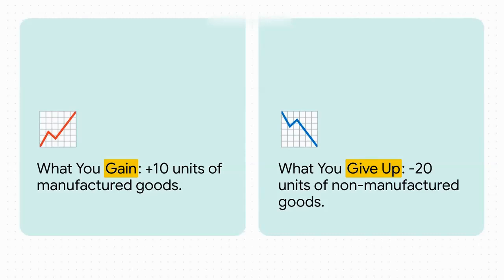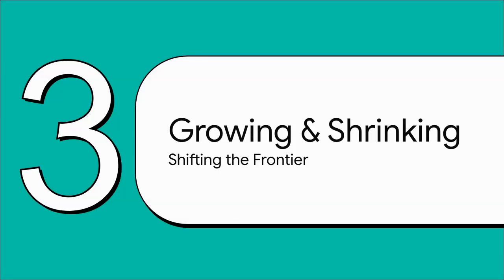To gain 10 more units of manufactured goods by moving from C to B, this economy has to give up 20 units of non-manufactured goods. That right there, that's the opportunity cost. That gain wasn't free. It was paid for with the other stuff it can no longer make. So, this frontier defines an economy's limits at a specific moment. But are those limits set in stone?